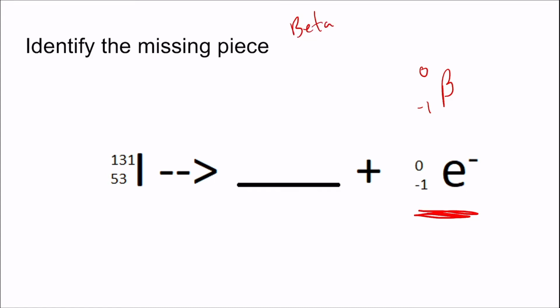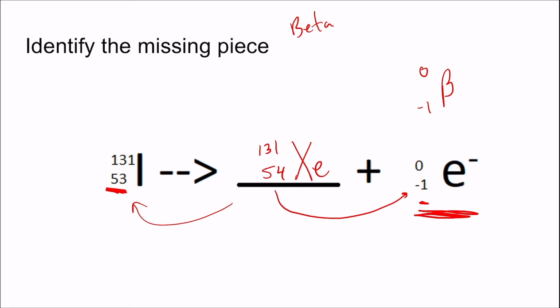Okay, so it's 53, and then we have this -1 here, which means it's going to be 54. Because if you combine these two, 54 and -1, you'll end up with 53. Nothing happened with the top, so it's going to still be 131. So now we look up 54 in the periodic table, and we see that it's xenon. So that would be our answer for that one.